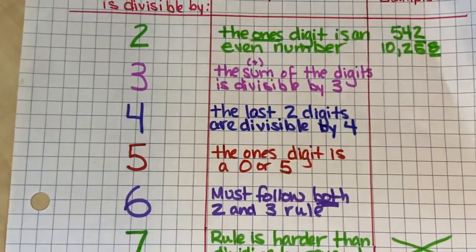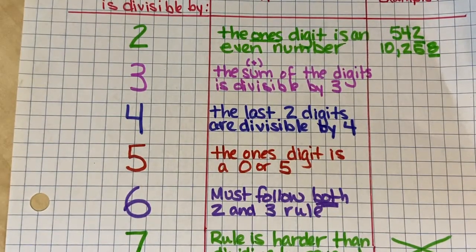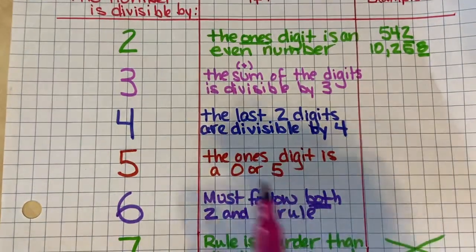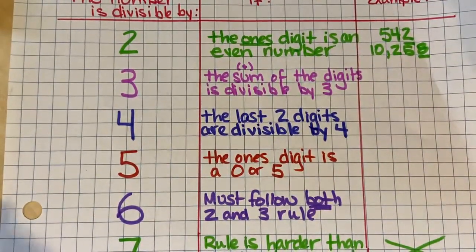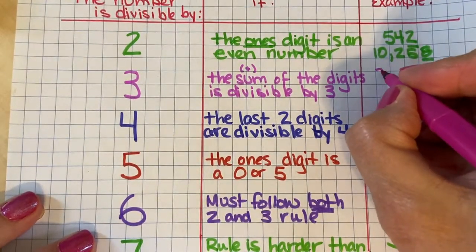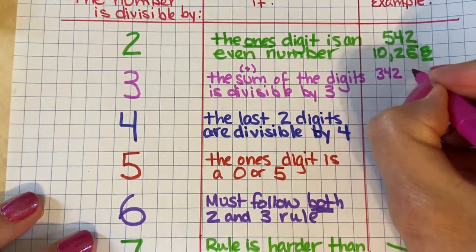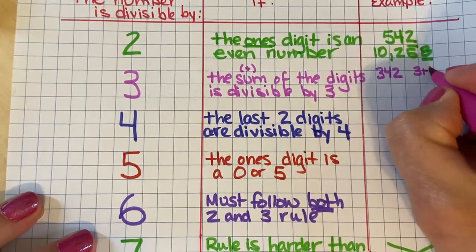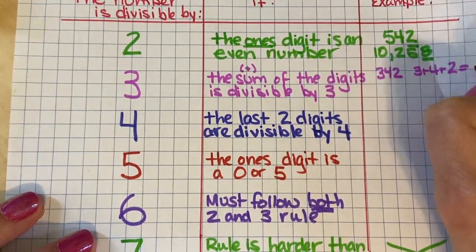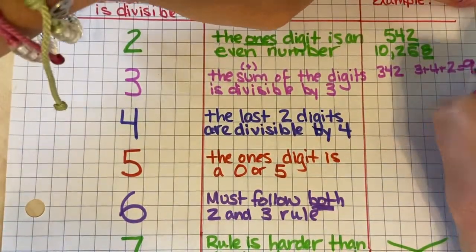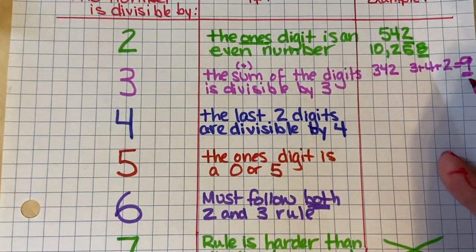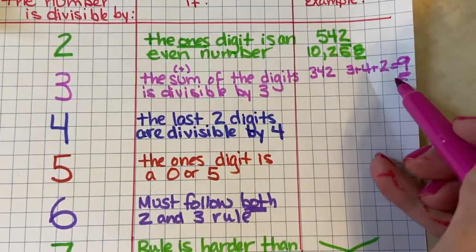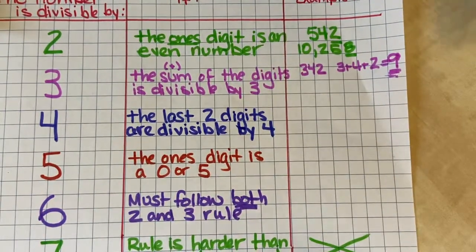The 3 rule and the 9 rule are very similar. We'll go through them in order, but it says the sum of the digits is divisible by 3. What that means is you literally add up the digits. So if I had 342, I would say 3 plus 4 plus 2 equals 9. Oops. That's 7 plus 2 is 9. If 3 goes into 9 evenly, 3 will go into 342 evenly.